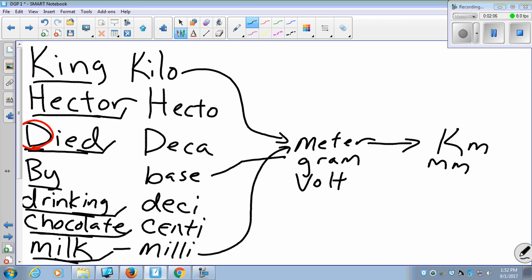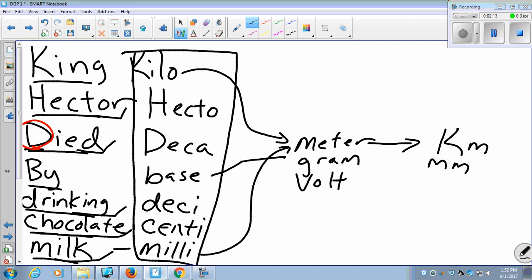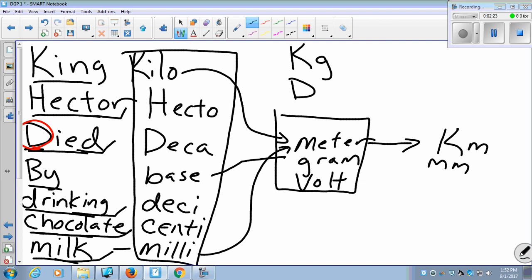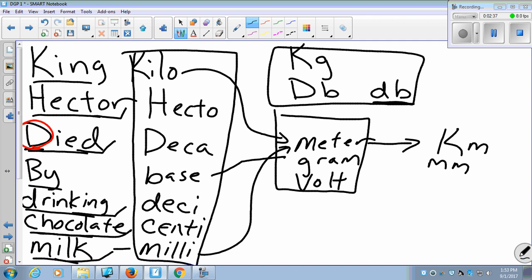Now, as we are doing this, guys, we are always going to have right here a prefix and a base. This can be used for anything. Kilograms, decibels, so on and so forth until we get whatever unit of measurement we need.